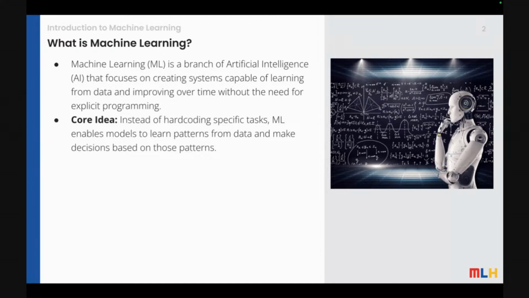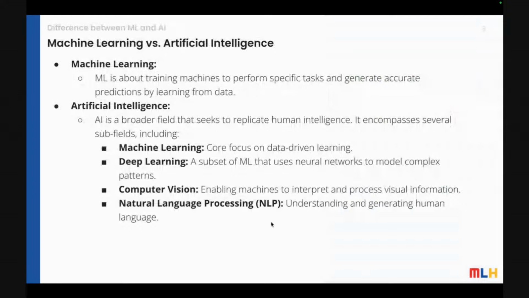A better description is on the slides, but meanwhile, I'll try to explain the way I have learned and understood it. Machine learning, a branch of AI, focuses on creating systems capable of learning from data and improving over time without the need of explicitly programming what it is and why or how. So that is the core idea of machine learning.